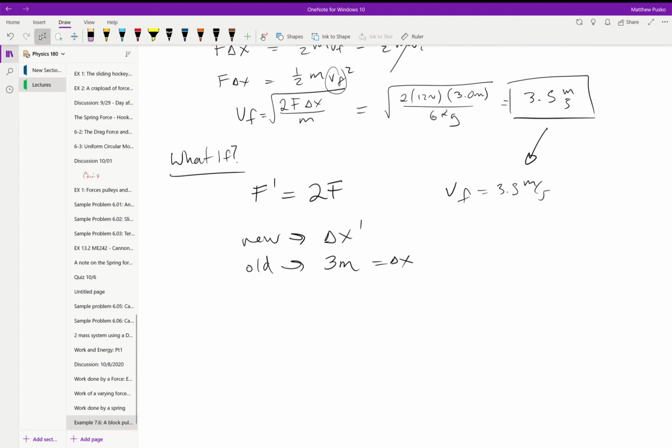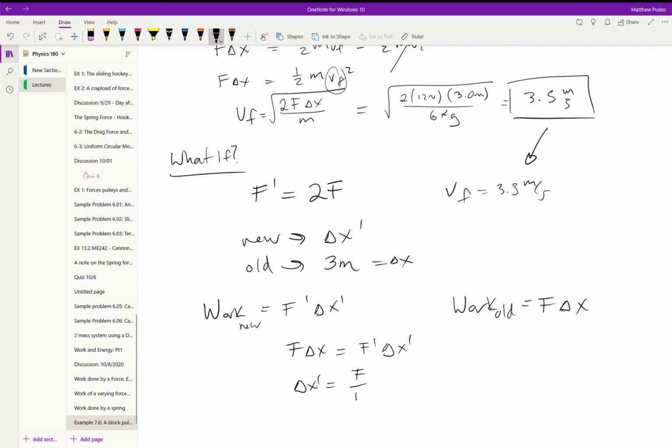Well, we can actually do this mathematically. If we say the work done is going to be equal to this new F prime times some delta x prime, and that our work, we'll call this work new and work old, is equal to some F delta x, it ends up the same amount of work is being done, and we can say that F delta x is equal to F prime delta x prime. And we can solve for delta x prime as the ratio of the forces times delta x. And let's put the forces in. F prime is equal to 2F. Let's put that right here. I get F over 2F times delta x. And cancel, cancel. I get delta x over 2.